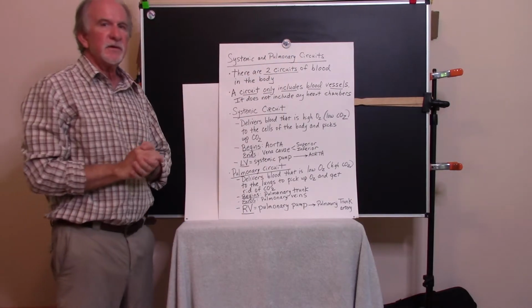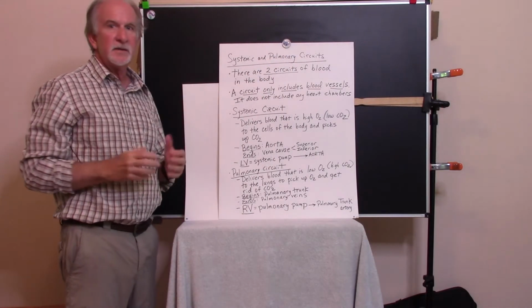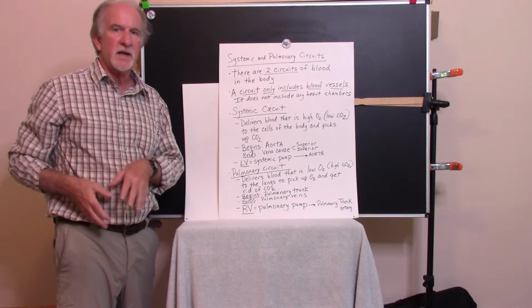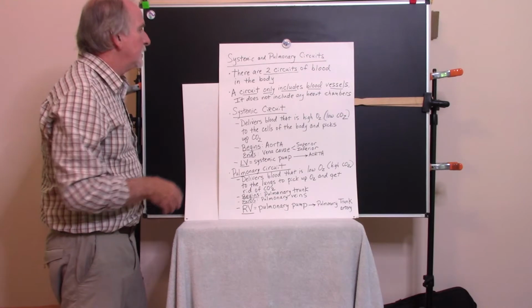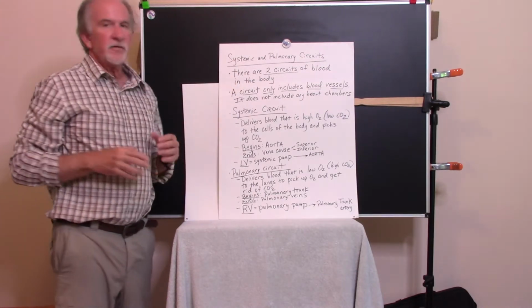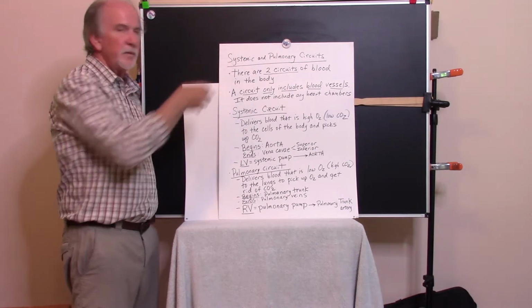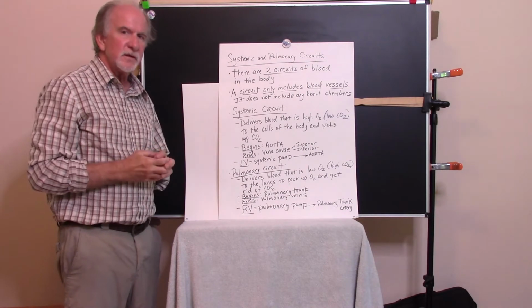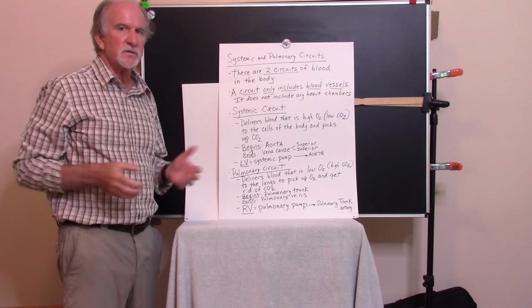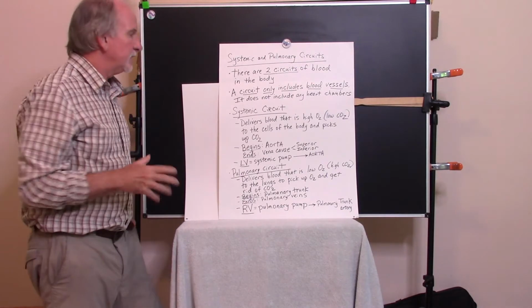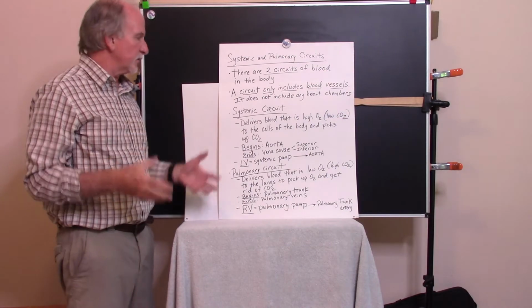So there are two circuits of blood in the body, and each is a complete set of arteries, arterioles, capillaries, venules, and veins. The two circuits of blood in the body are the systemic circuit and the pulmonary circuit. Now, a circuit is a system of blood vessels and only includes the blood vessels. It does not include the heart chambers associated with the circuit.